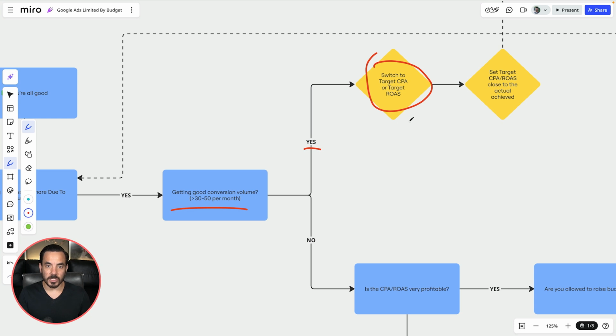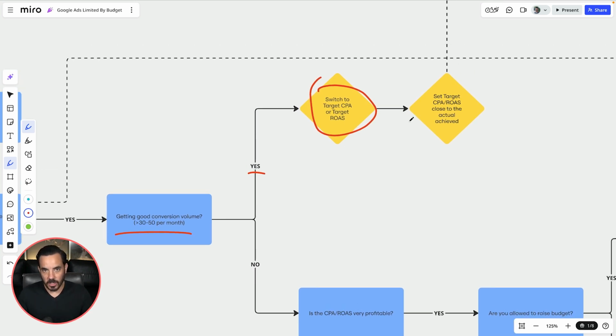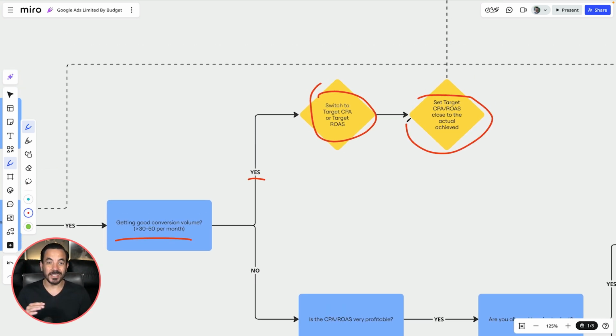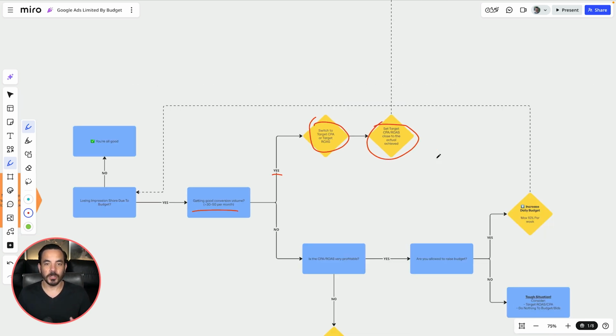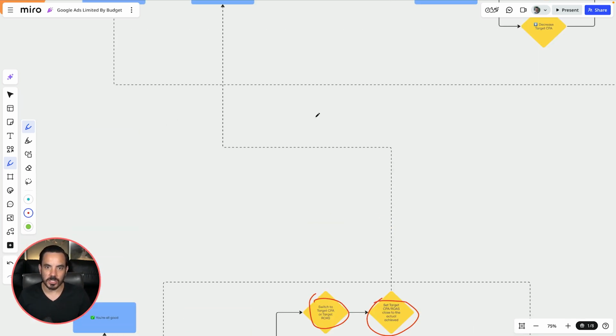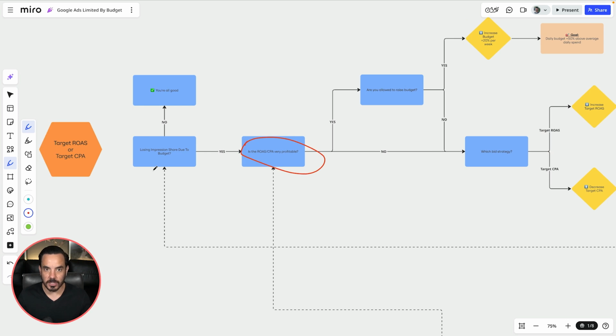When doing the switch and deciding what target to use, look at your average ROAS or CPA in the campaign over the past 30, 60, and 90 days. Get a picture of its typical performance level and then set a target that is bang on or close to that average. At this point, you can now move over to the previous decision tree I showed you for target strategies and follow on the same flow from there.